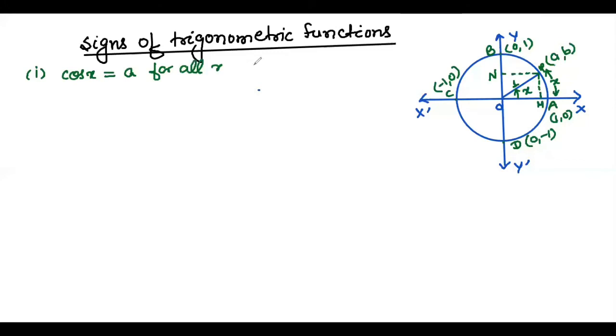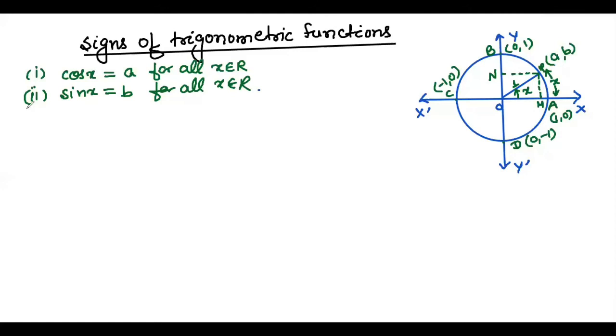x belongs to R. Cos x means B by H, base by hypotenuse. So here this is a unit circle. So base is here OM and hypotenuse is OP. So OM is here a and hypotenuse is 1. So according to that, cos x equals a. Similarly, sin x equals b for all x belongs to R. Sin, we know that is perpendicular by hypotenuse. So here we have PM by OP. OP is here 1 and PM is b. So b by 1, that is b.